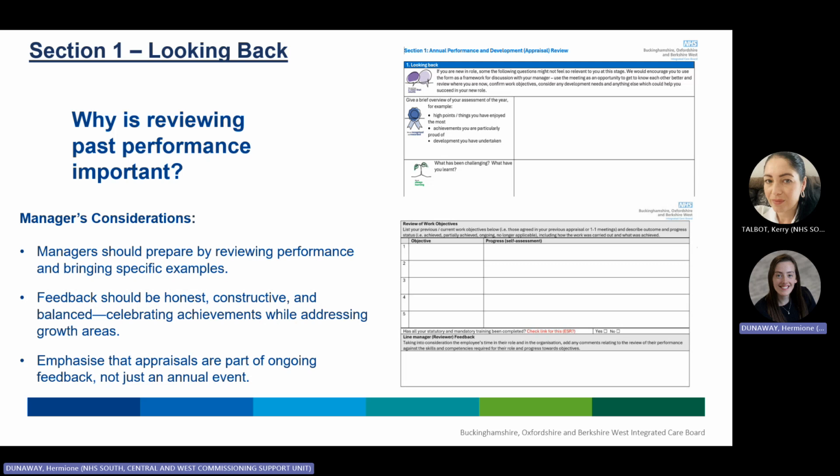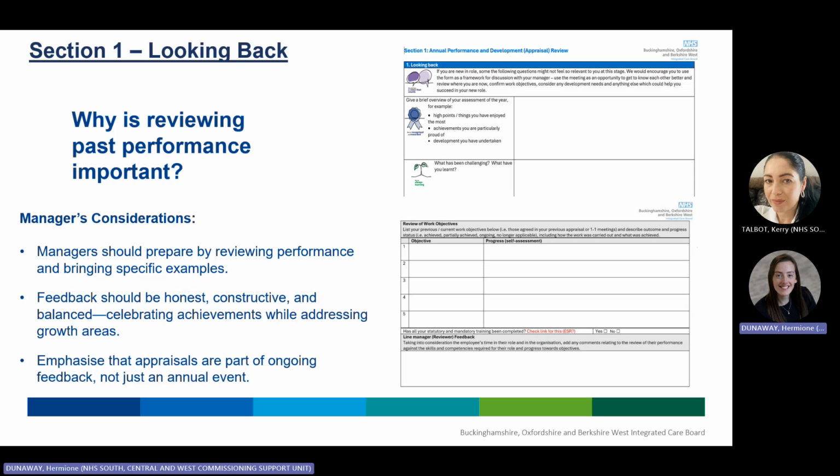So why is reviewing past performance important? It helps identify strengths and areas for improvement. It provides a basis for setting goals in the future, goals and development plans for each staff member. It ensures that achievements have been recognised and celebrated to help ensure our staff members feel valued. It might also help identify any recurring issues or challenges that might need to be addressed. So what should you consider as a manager supporting this section?